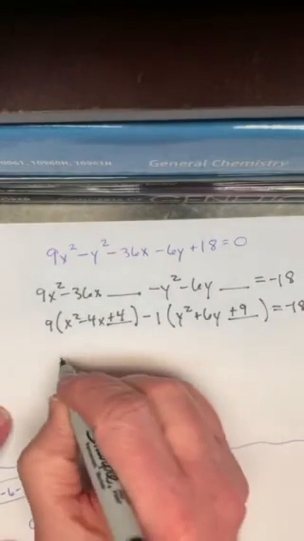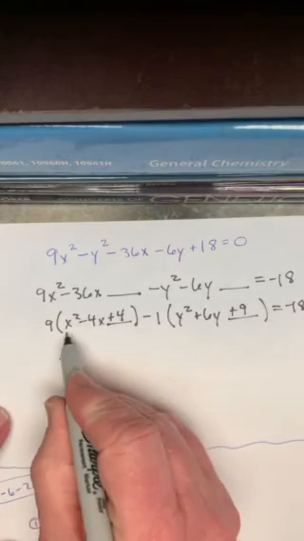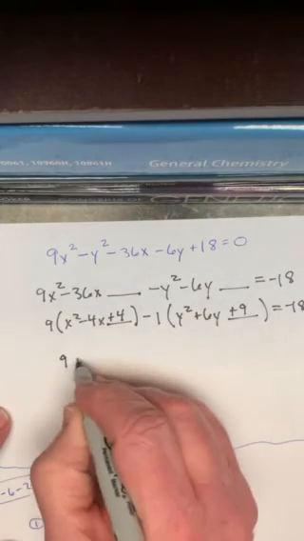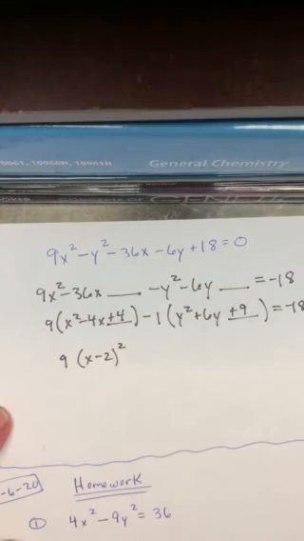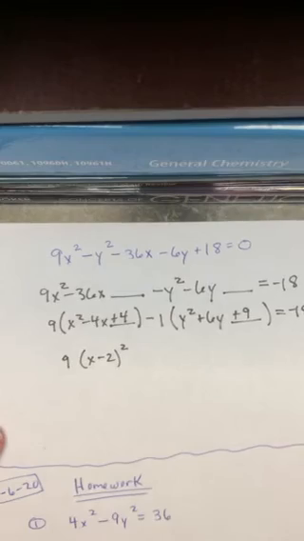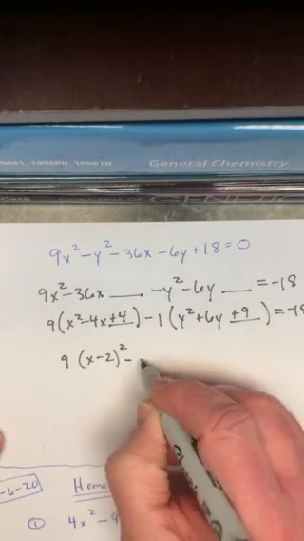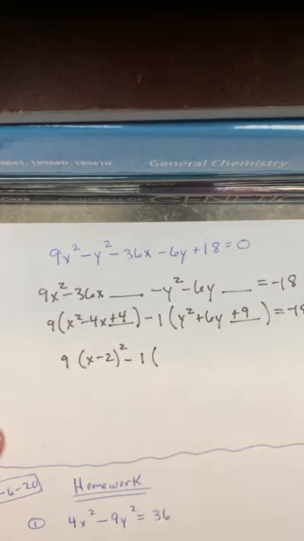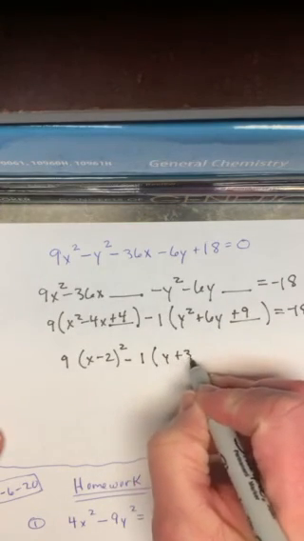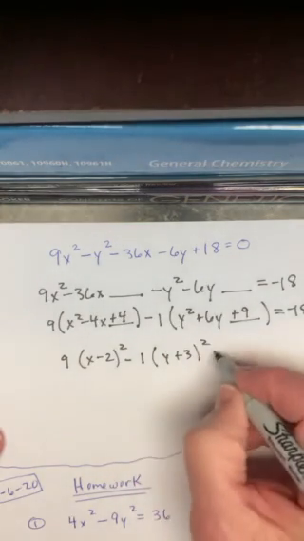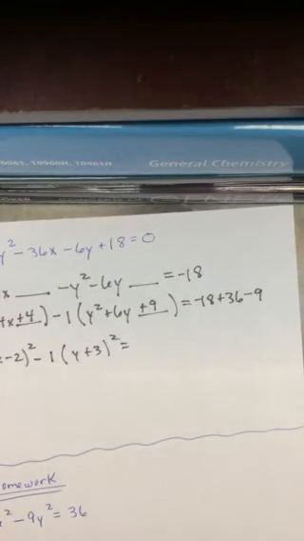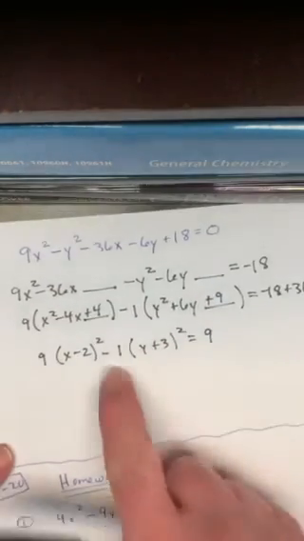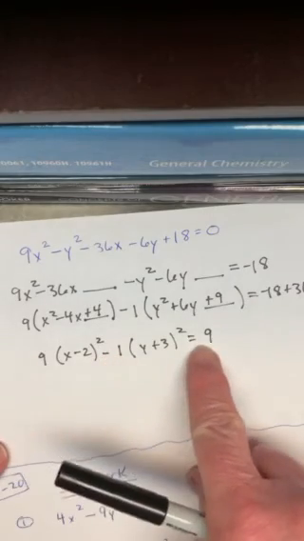Over here now, that gives me a 9 in front. This trinomial, this perfect square trinomial, will turn into what? X minus 2 squared, because minus 2 is the answer we got when we cut the middle number in half. Minus 1 times, and then that would be what? Y plus 3 squared equals, and if I add up the 3 numbers on the right side, negative 18 plus 36 is 18 minus 9 gives me 9. There's a minus in the middle, but it's not equal to 1.